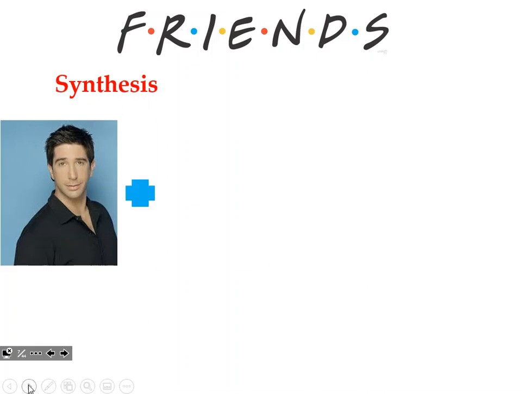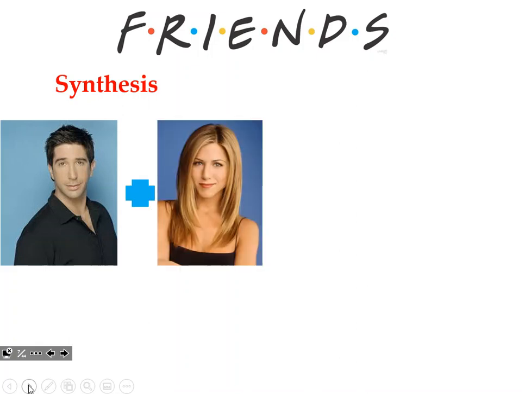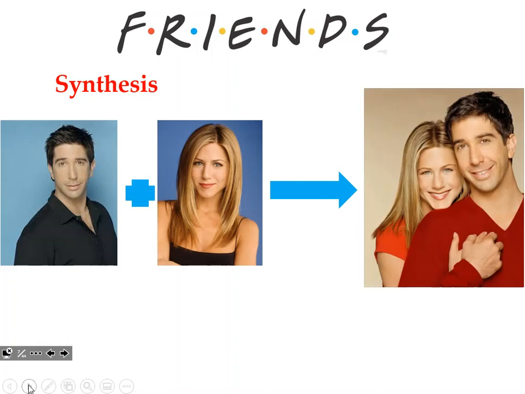Anyways, so we have Ross and we have Rachel, and they come together and now form a couple. That would be like synthesis here. You used to have two separate people, and then they come together and they're dancing. But same kind of idea. Two things coming together to make one thing.